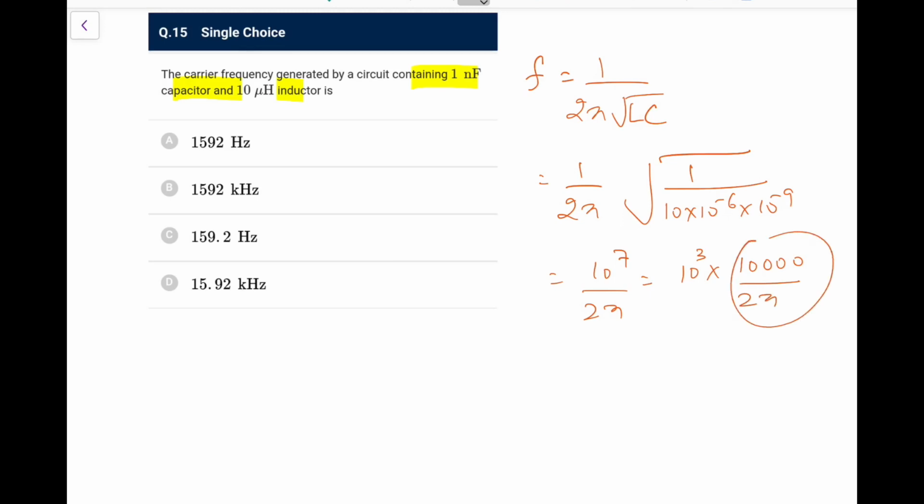So if I do this approximately, if I do 100 upon 6.28, it is roughly 15 or 16. I can make out 16, and this plus 2 figures would be 1600 kilohertz approx. So this is 1592 kilohertz that I should go with.